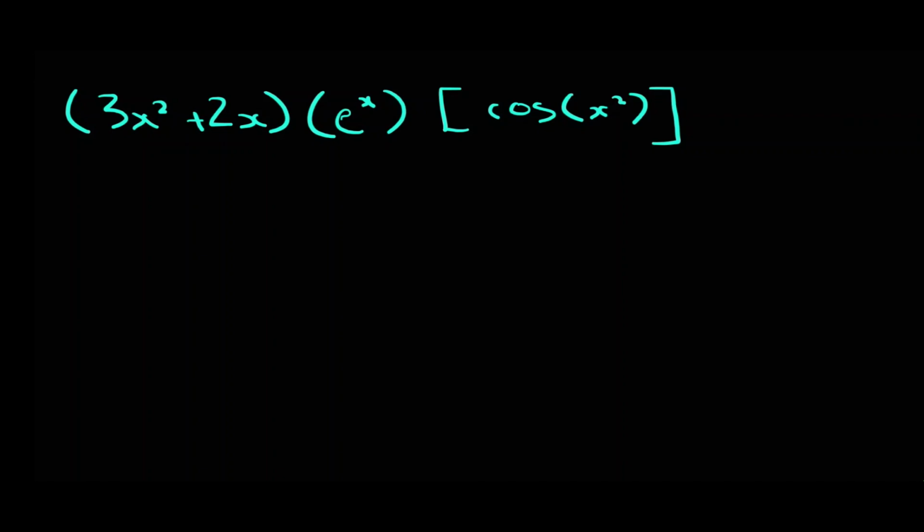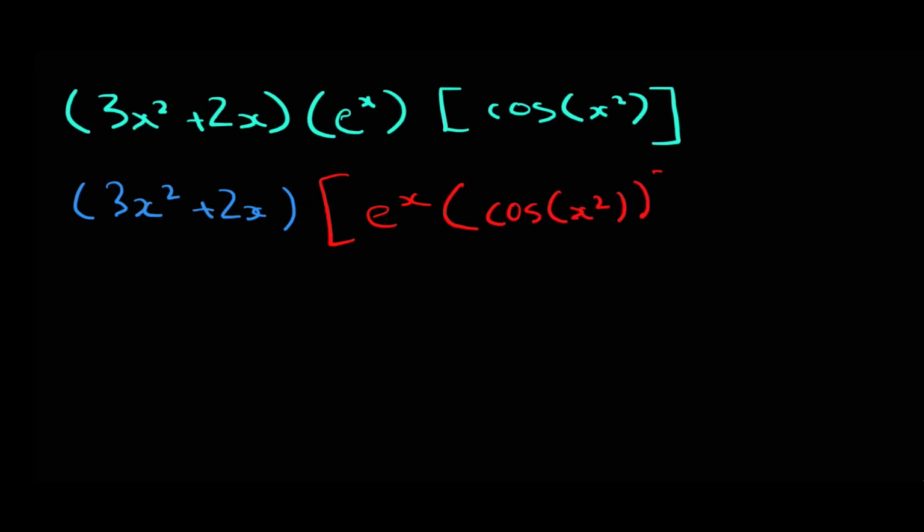So here we have 3x squared plus 2x times e to the power of x times cosine of x squared. So to use the product rule for this one, we can just divide it up, like this for example. 3x squared plus 2x is going to be our f of x, and our g of x is going to be e to the power of x times cosine of x squared. So this is going to be our f of x, and this is going to be our g of x.